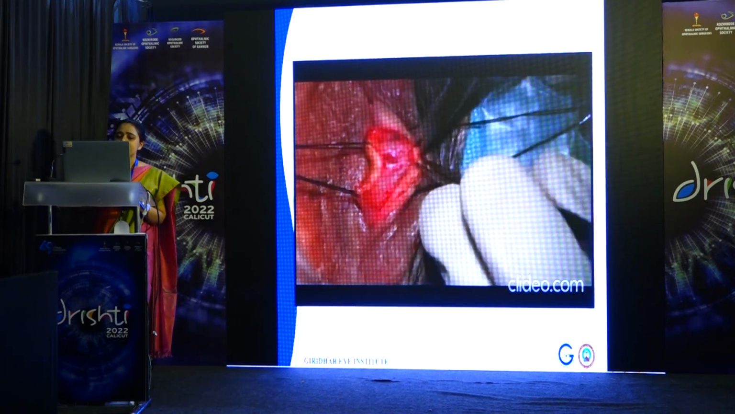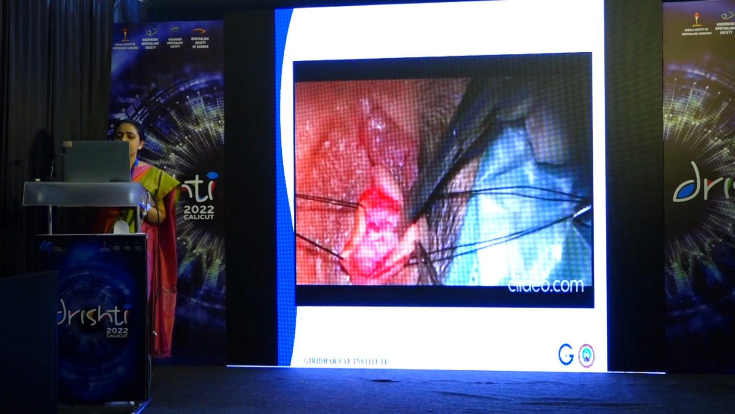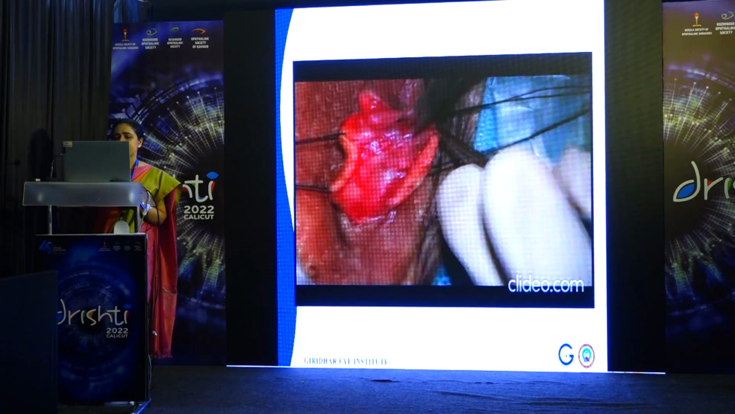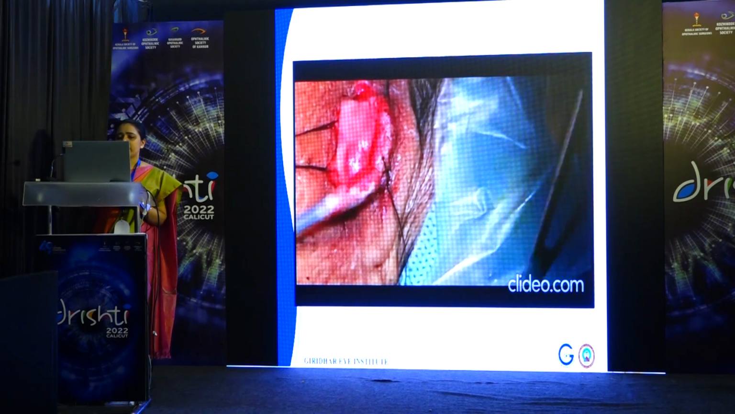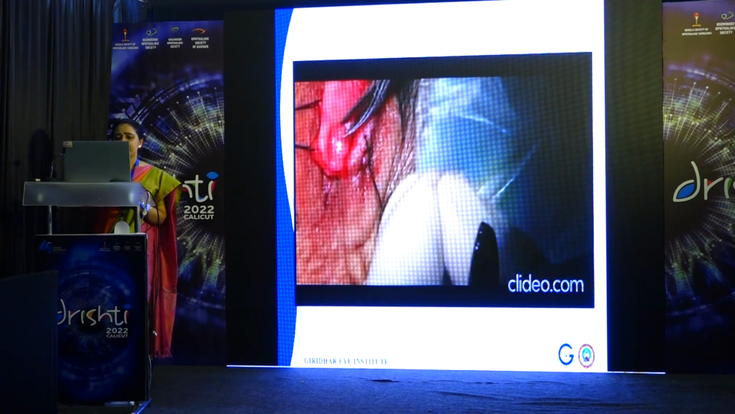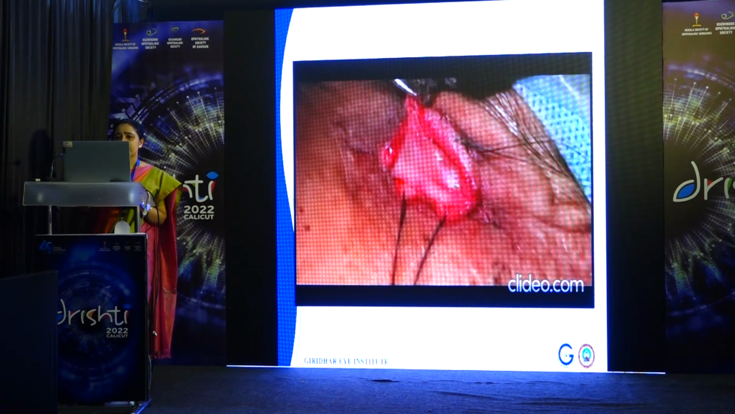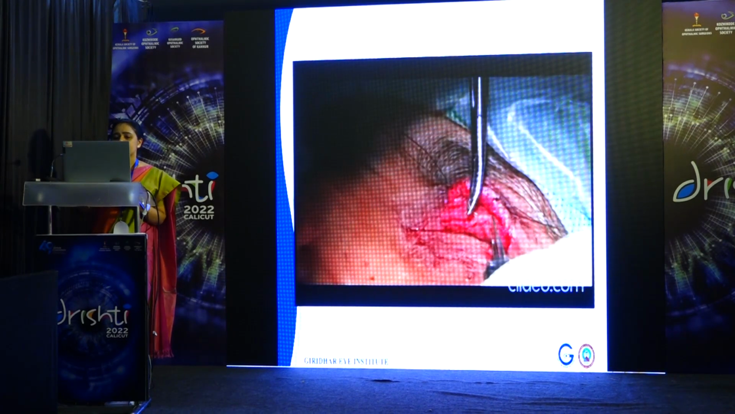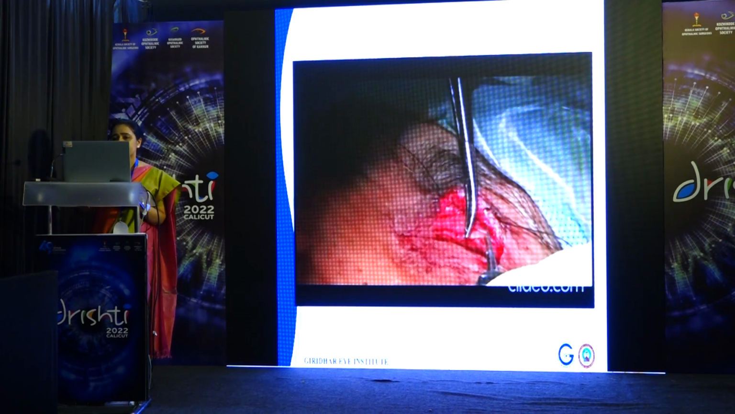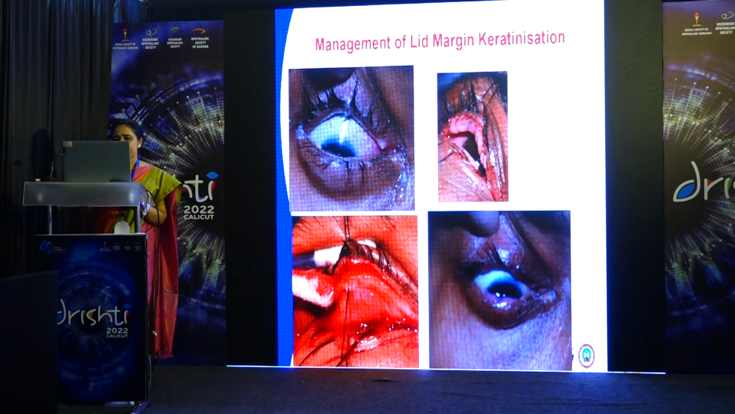The tarsus is incised above the scar, and the lid is split into anterior and posterior lamella, and the dissection is extended almost up to the eyebrow to advance, and then a mucous membrane graft is placed. We have to keep a very big mucous membrane graft because all these are sometimes progressive conditions which can cause recurrence. So this is the post-operative picture.